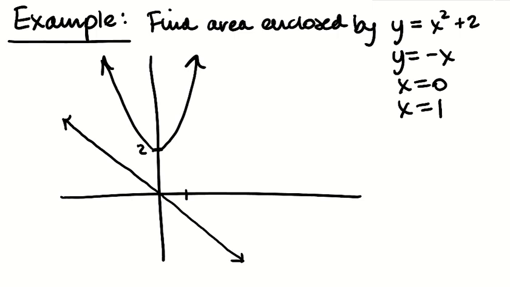X equals 0 is the y-axis. Okay, I'm just thinking about it there. And x equals 1. Okay, so I'll go up here. That's a vertical line. Let's get that through here.